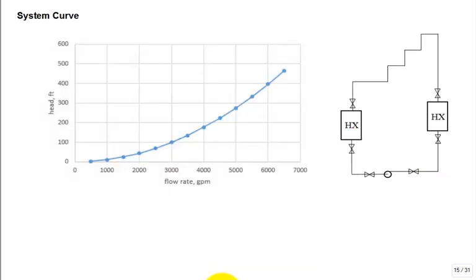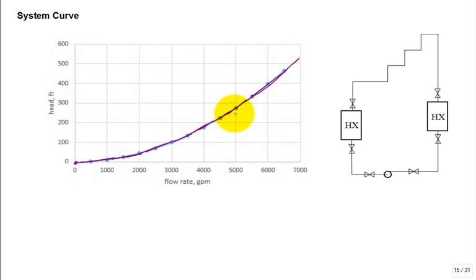So the system curve has this characteristic, goes 0, 0, very slow rise, but when you start to get to the higher flow rates, guess what? It really kicks up, goes a lot faster right in there.